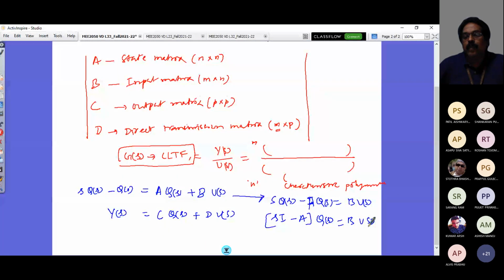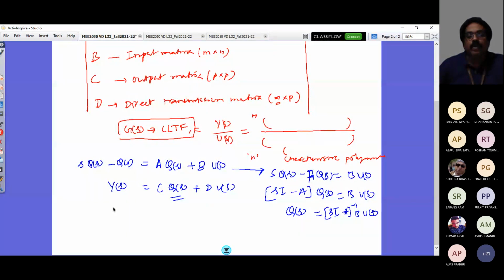Right, so in this, what is Q of s now? Since it is a matrix on one side, if I take it to the other side, that's going to be an inverse: sI minus A inverse B U of s. So now I have this Q of s. This Q of s can be substituted in this output equation. So let me substitute that in this. That's going to be Y of s equals C into sI minus A inverse B U of s plus D U of s.